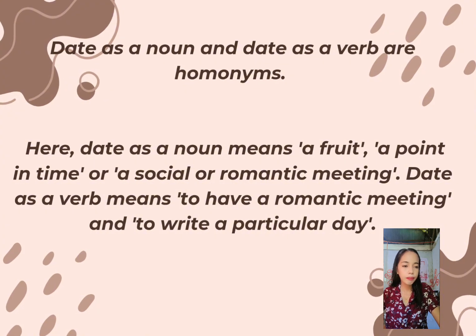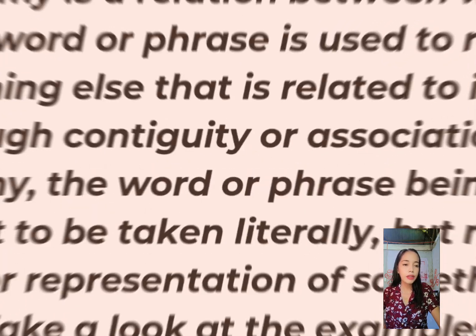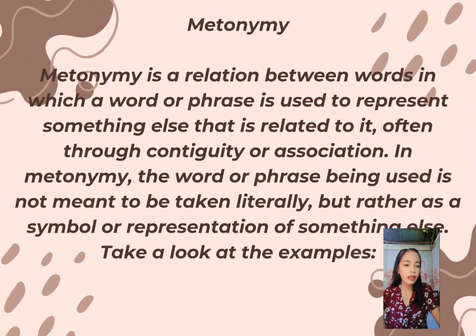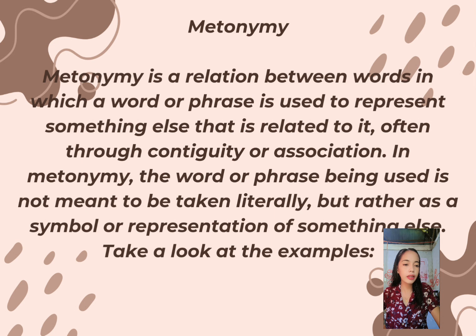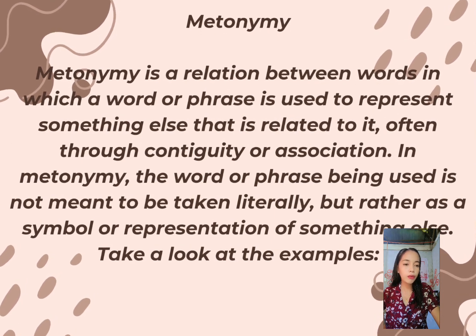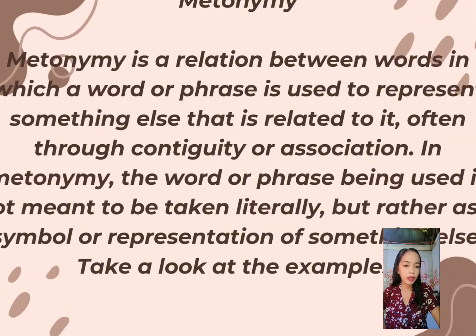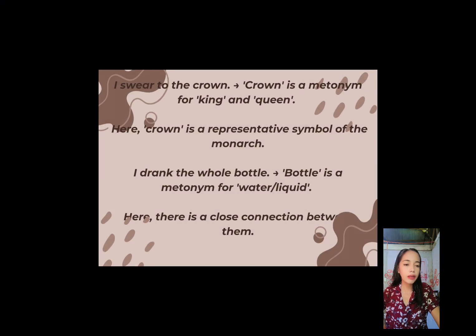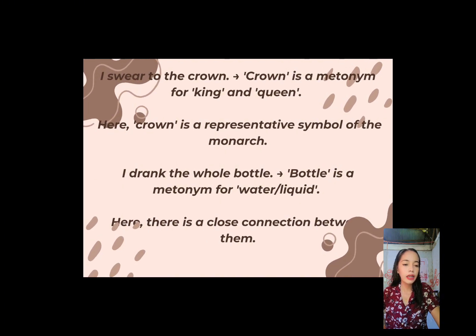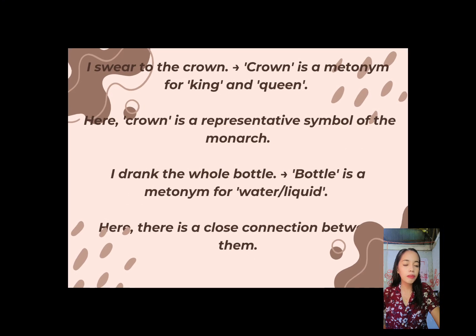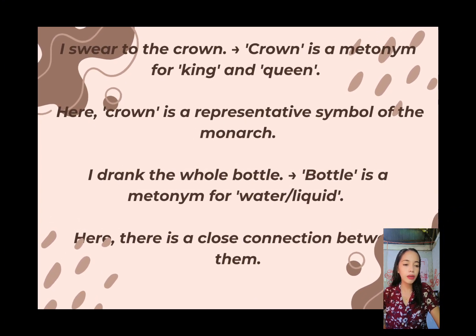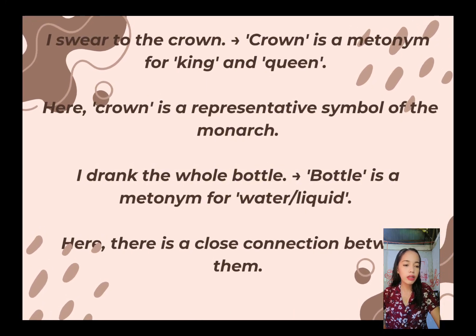The next is metonymy. Metonymy is a relation between words in which a word or phrase is used to represent something else that is related, often through contiguity or association. Here is an example. I swear to the crown. Crown is a metonym of king and queen. Here the crown is represented as a symbol of the monarch. I drank a whole bottle. Bottle is a metonym of water or liquid. Here they are closely connected.